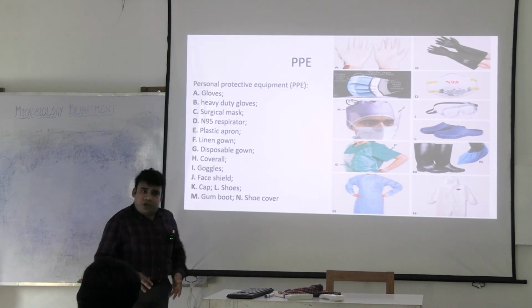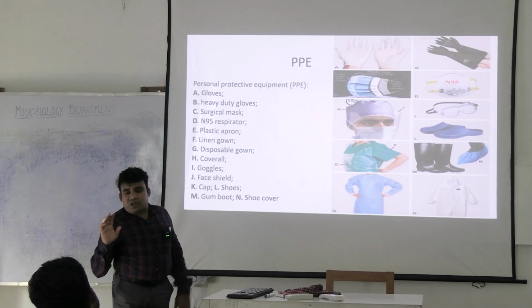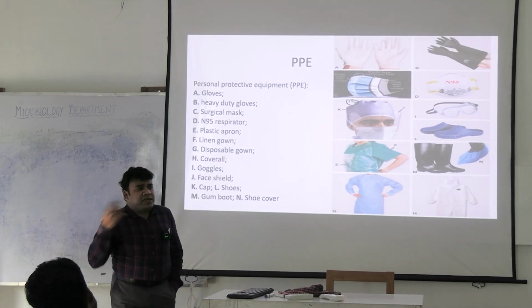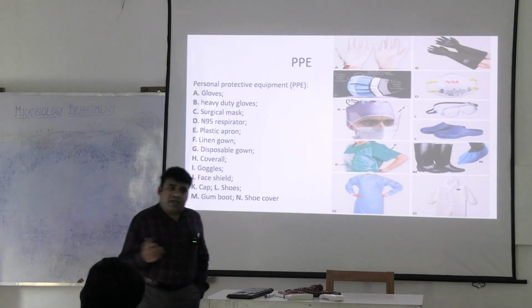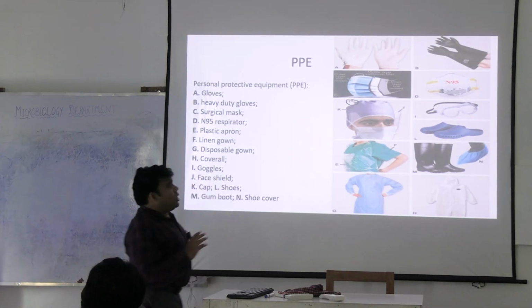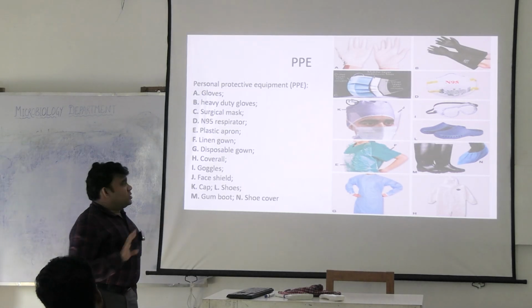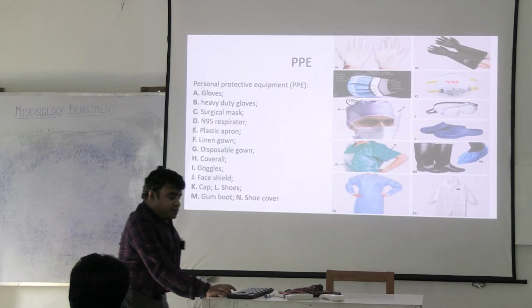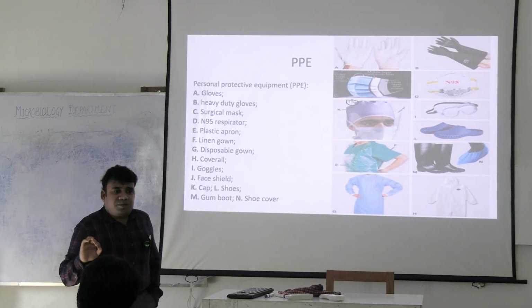Overalls means the overall body cover, and goggles or face shield. Goggles is for protection of the eyes, and face shield so as to prevent direct exposure of the body fluids, and shoes, shoe cover, etc. So these are the part of the personal protective equipment. This is the picture. I think you can get a very good idea. Hospital জিজ্ঞেস করা হতে পারে, what are PPE? Name the PPEs or list down the PPEs.